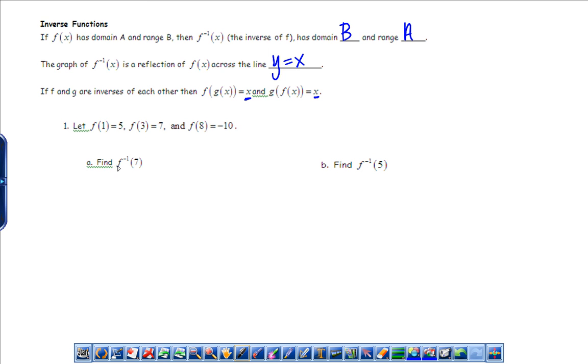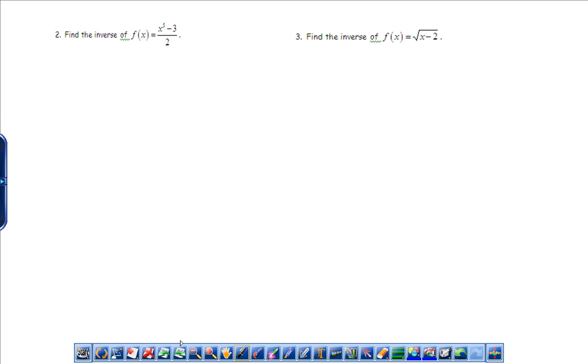If I give you the inverse, or say the inverse of f is 7, I'm basically asking what gave me 7, and what gave me 7 was 3. On B it says the inverse function gave me 5, so what gave me 5? That was 1.